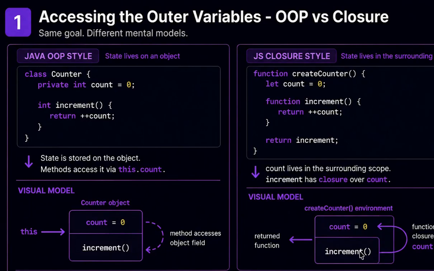Welcome to my channel. Today I think it would be interesting to compare the closure with JavaScript object-oriented style, when it comes to being able to access the outer variable from the inner function.